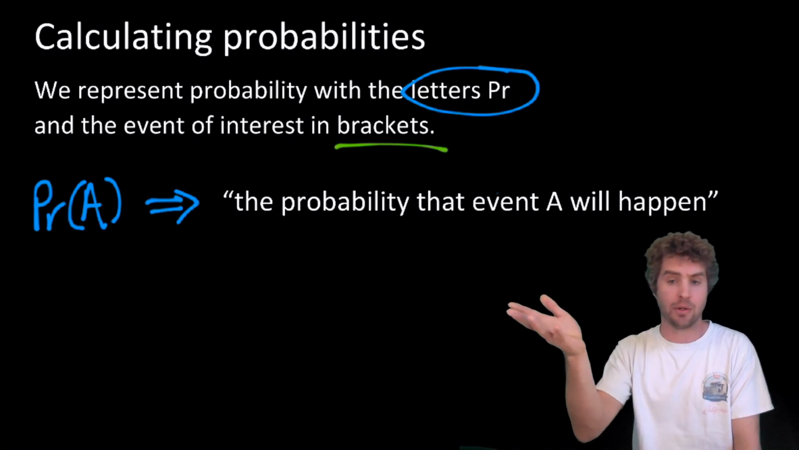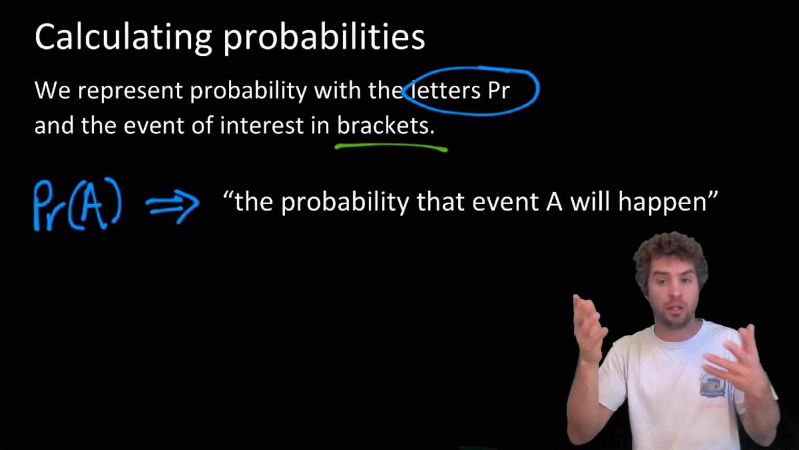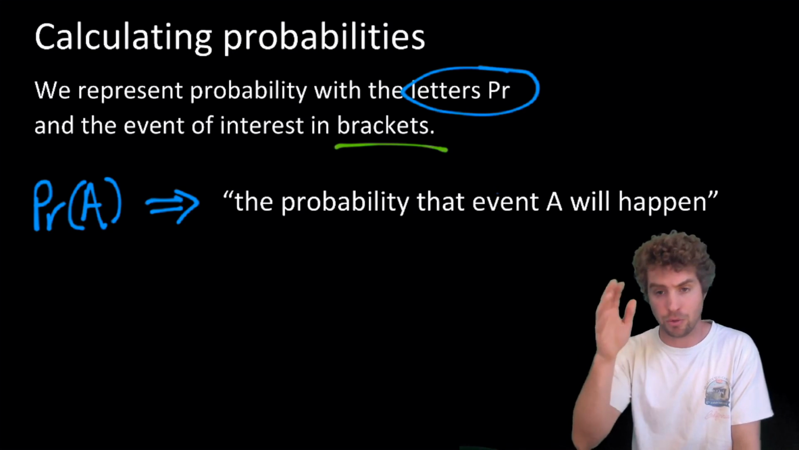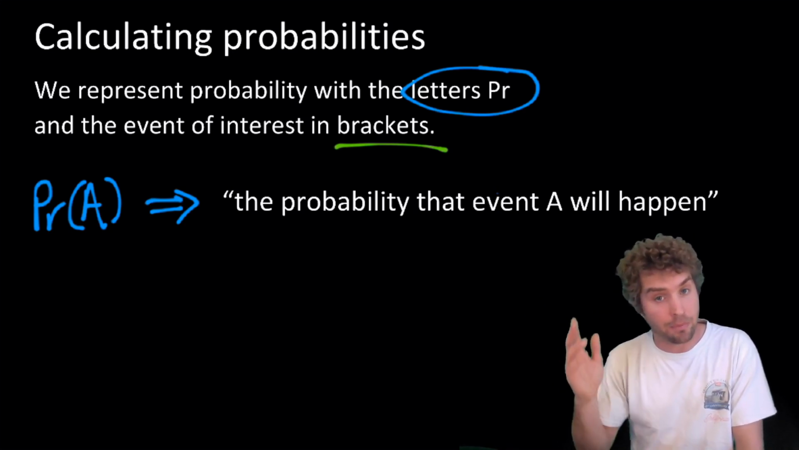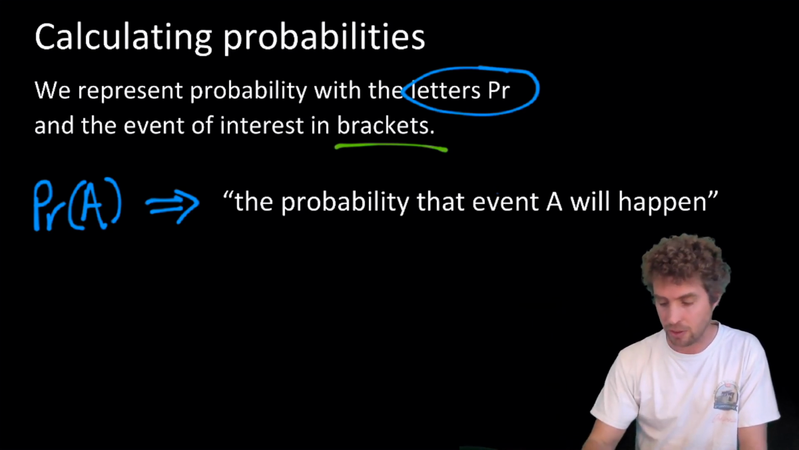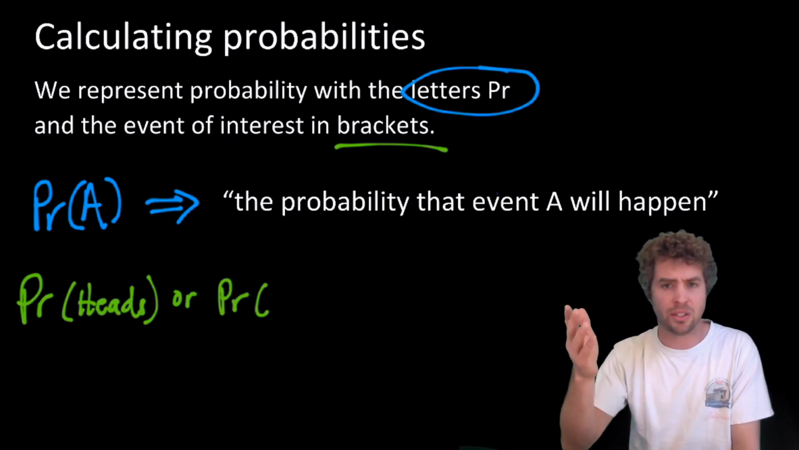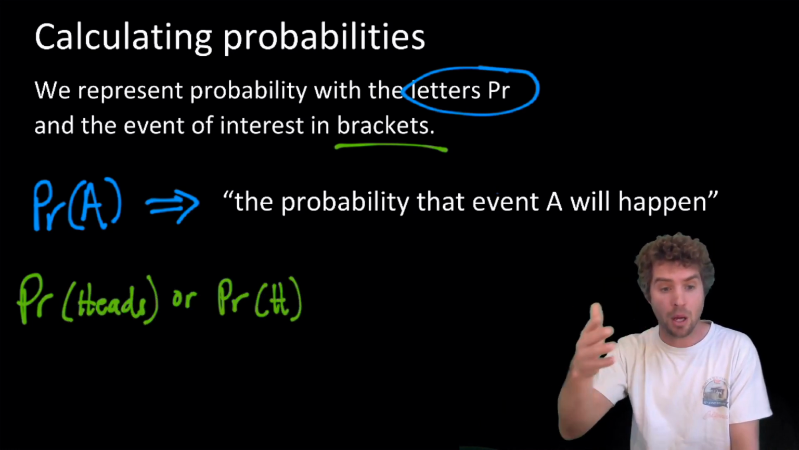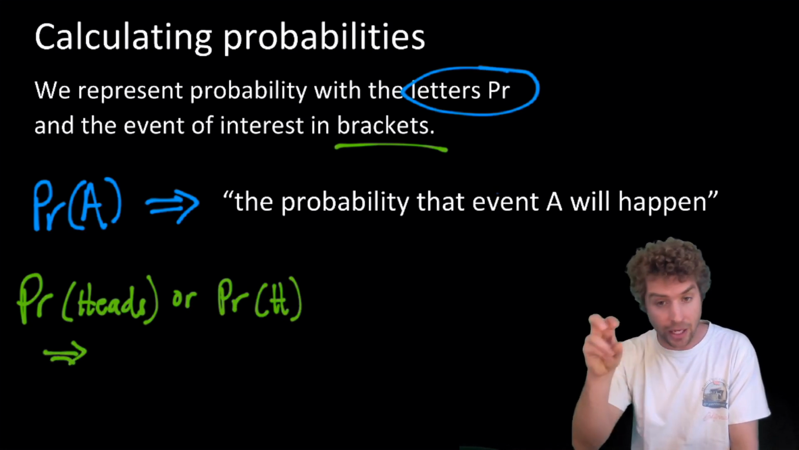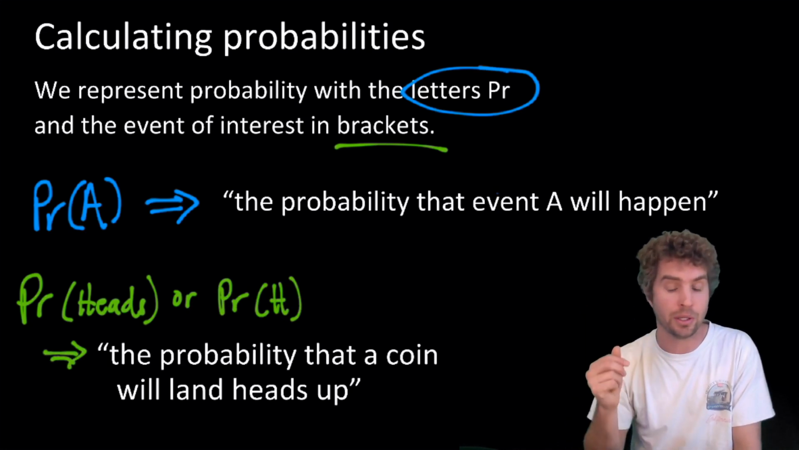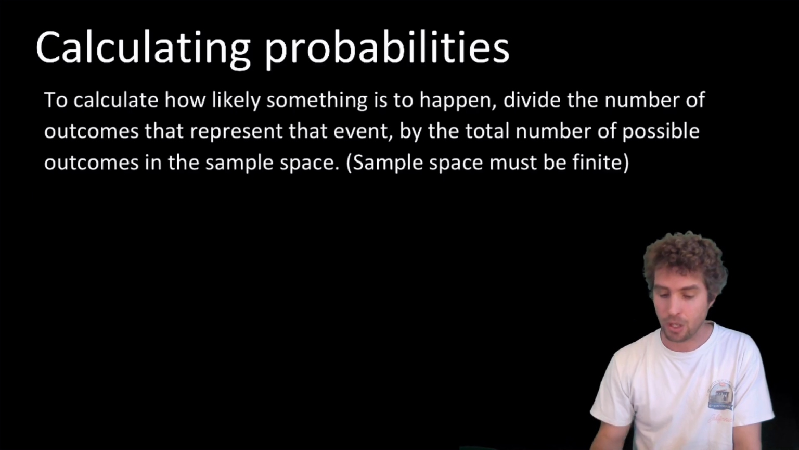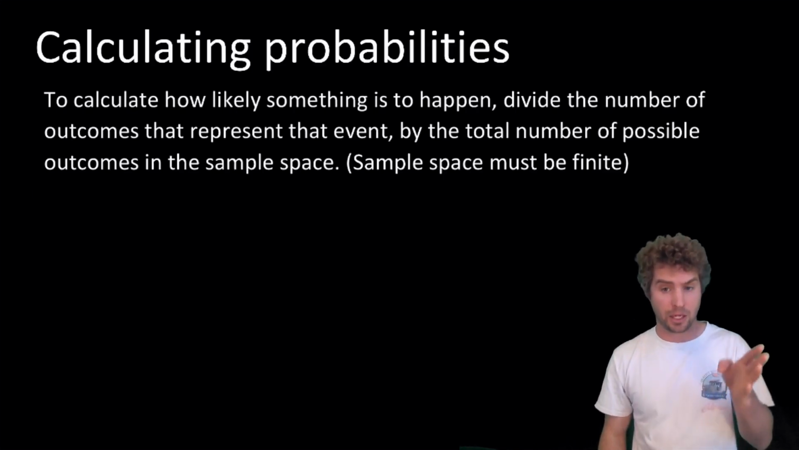Now, I haven't defined what A is, but in a problem or in a scenario, it would say let event A be such and such. And we'll see that in just a second. You can put actual words or letters which represent real things. So probability of heads, or probability of H, would mean the probability that a coin lands heads up. Okay, let's look at the actual calculations.